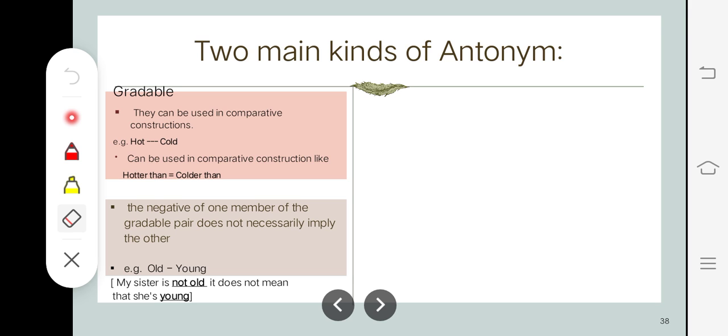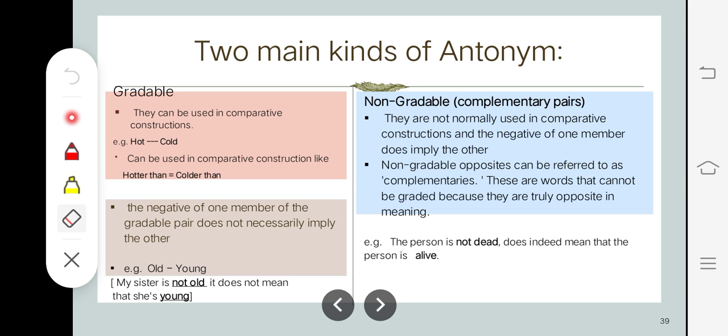The non-gradable antonyms are also called complementary pairs. Comparative constructions are not normally used, like deader or more dead. It sounds strange, right? So the negative of one member does imply the other. For example, the person is not dead does indeed mean that the person is alive.